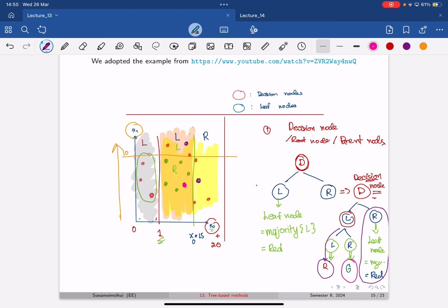So this is how you construct, or do what we call, tree learning. You learn your decision tree to do the prediction, but the way it's done depends on how you split your data.